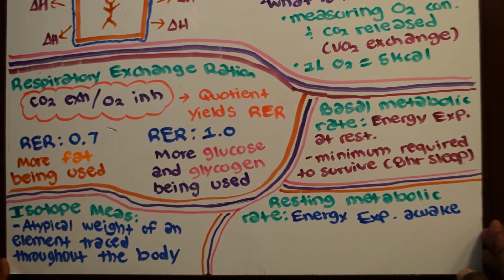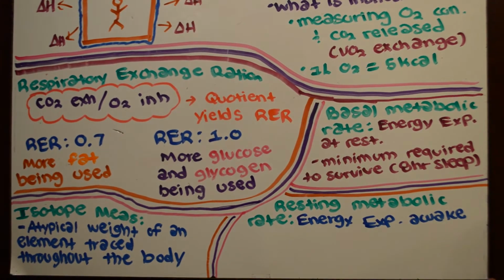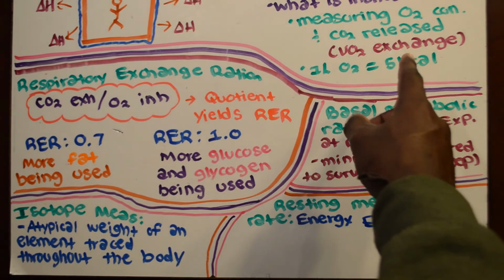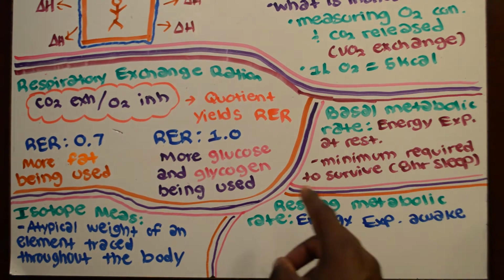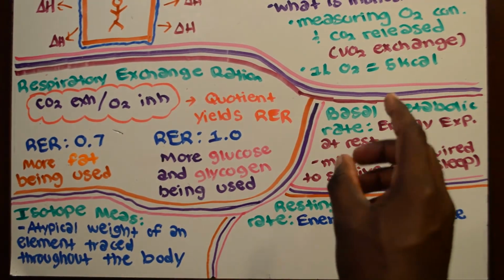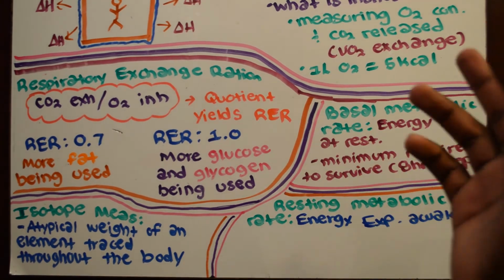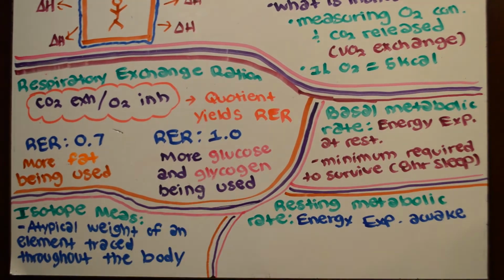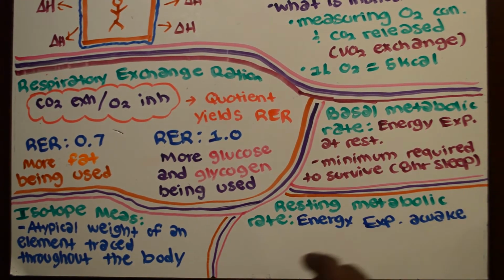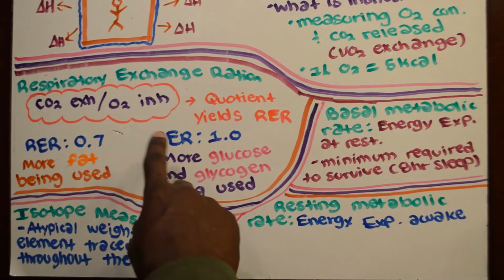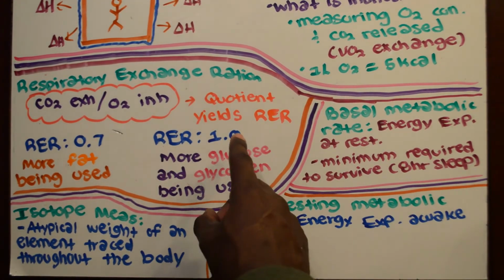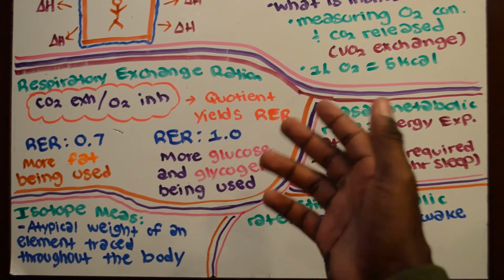Now moving into the respiratory exchange ratio. Let me set this down first. All right, respiratory exchange ratio. This directly correlates with what we talked about in indirect calorimetry. We're looking at the O2 inhaled and the CO2 released. The respiratory exchange ratio is essentially the exact equivalent. So we have the CO2 exhaled and the O2 inhaled. Now this is a quotient that yields something called the respiratory exchange ratio.